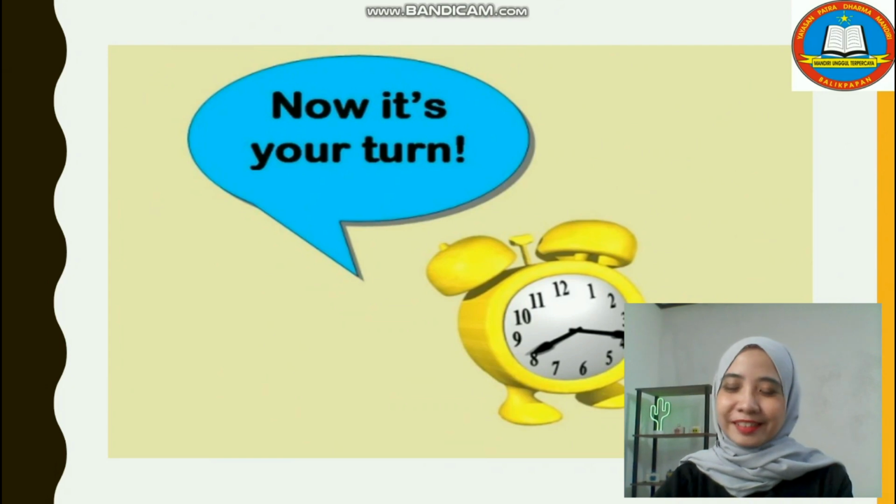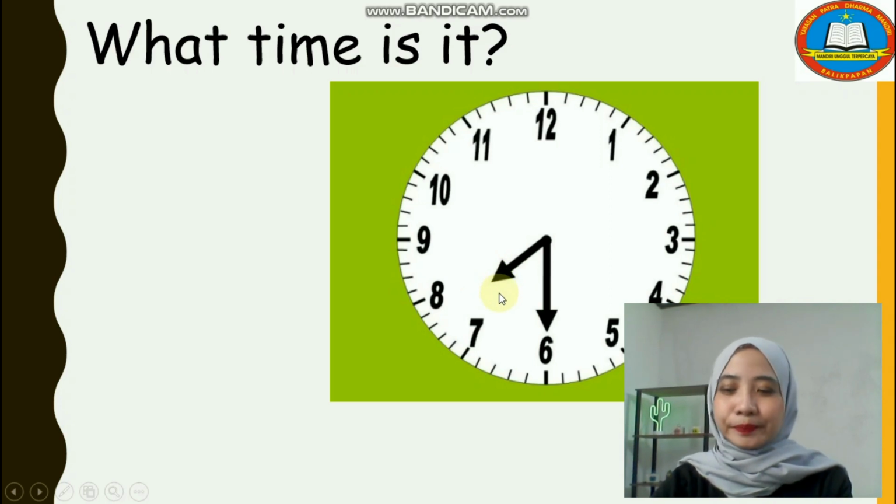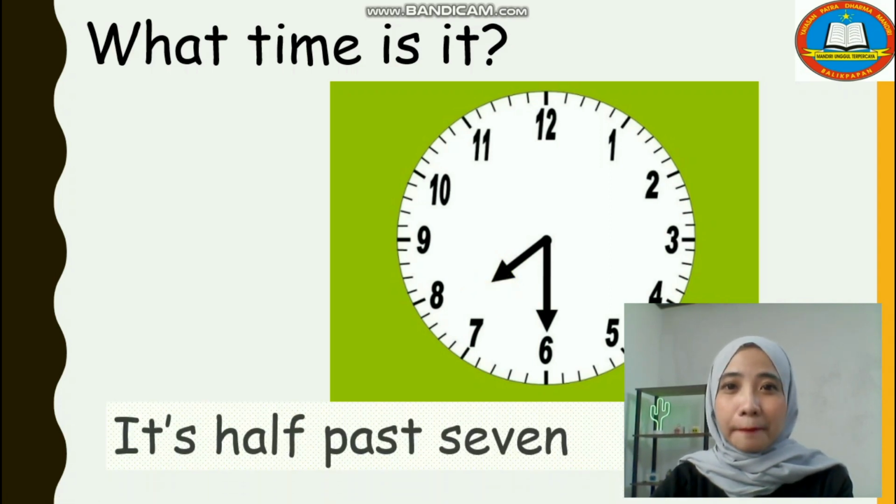Now it's your turn. What time is it? The big hand is at 6, so it's 1/2. Look at the small hand, it's between 7 and 8. We should mention the number before small hand, so it's 7. That's right. So it's 7:30.